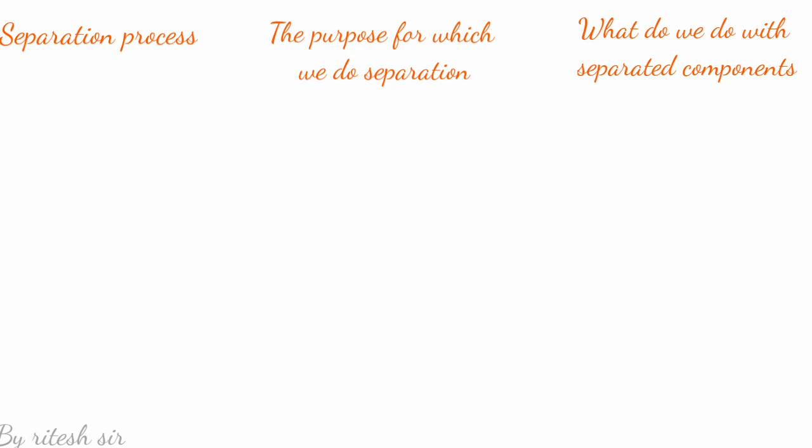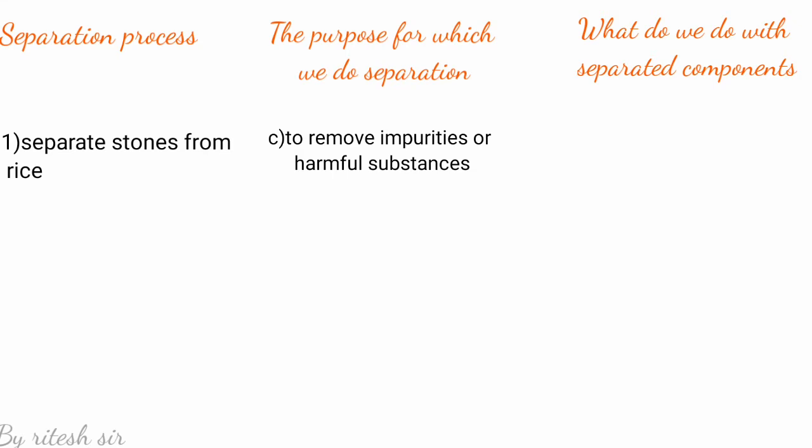The first separation process is separating stones from rice. What is the purpose for which we do the separation? To remove impurities or harmful substances. What do we do with the separated components? We throw away the impurities. What are the impurities? Dust or husk, etc.